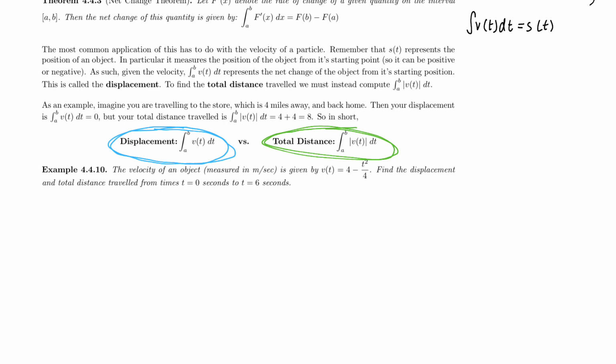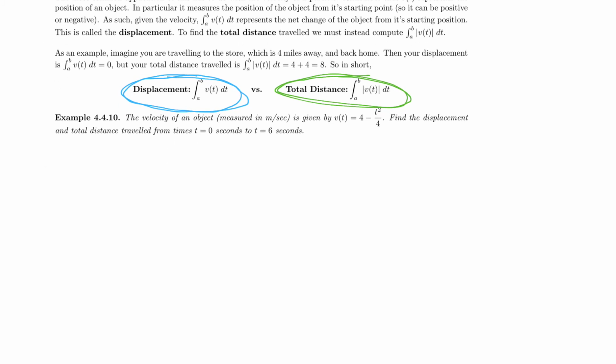All right, so let's do a problem. The velocity of an object measured in meters per second is given by v of t equals 4 minus t squared over 4. Find the displacement and total distance traveled, from times t equals 0 to t equals 6 seconds. So we'll start with displacement.